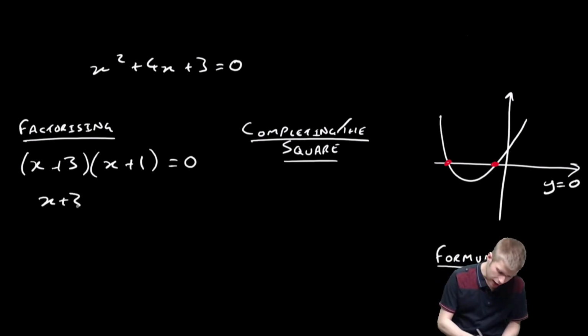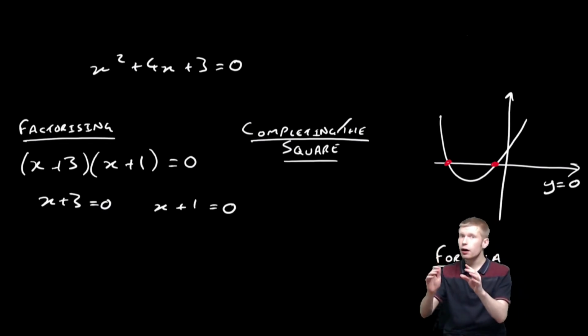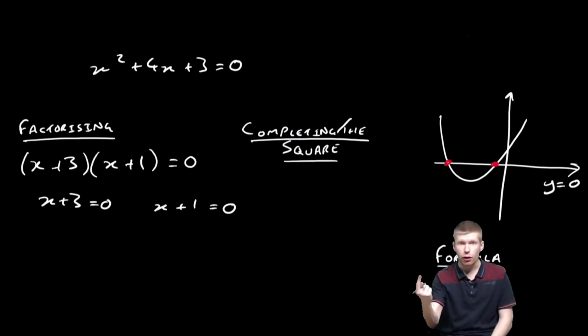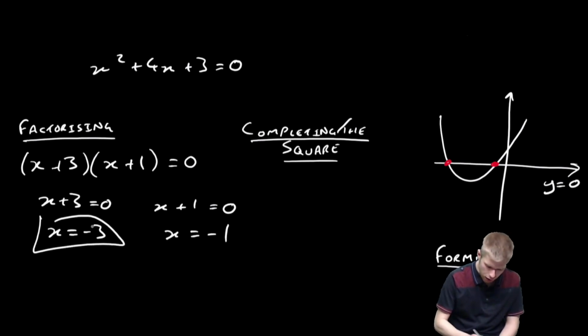So either x plus 3 equals 0 or x plus 1 equals 0. One of them has to equal 0. If I multiply 2 numbers together and it equals 0, one of them has to be 0. Fundamental theorem. Okay, so then I just solve that and I get x equals minus 3 or x equals minus 1. They're my roots, okay?